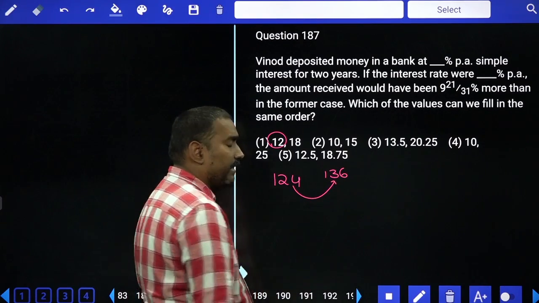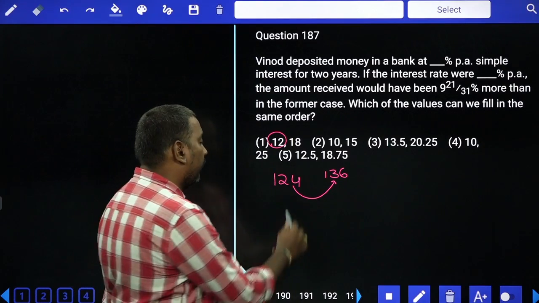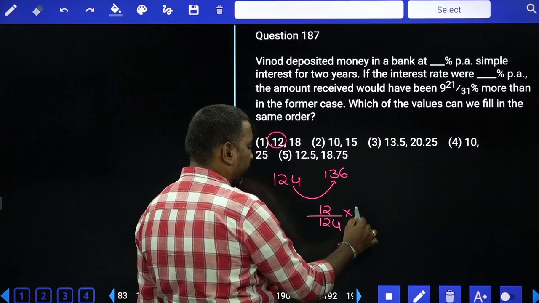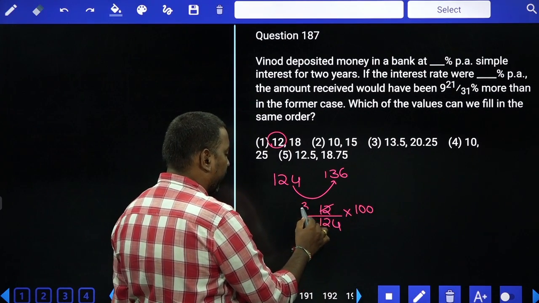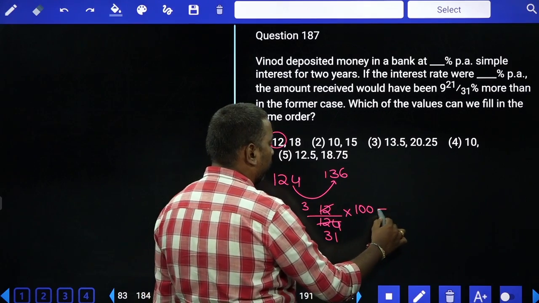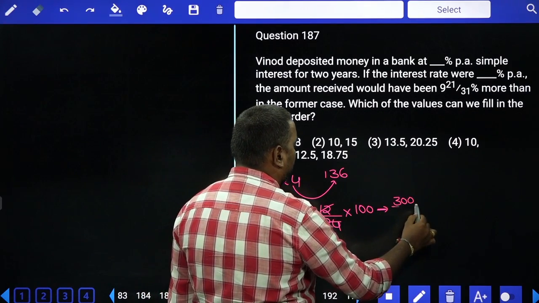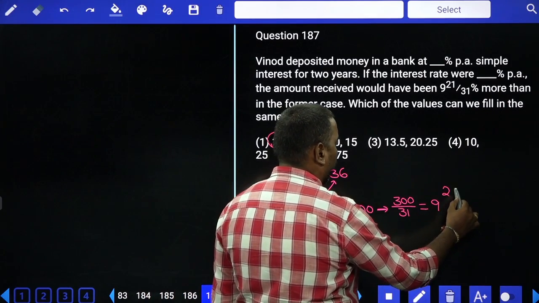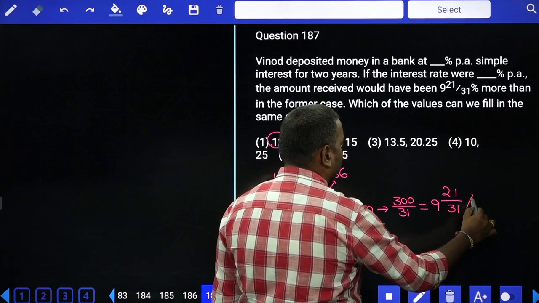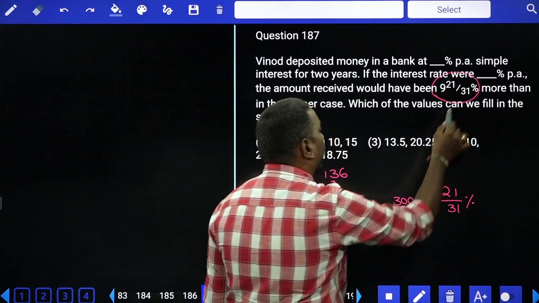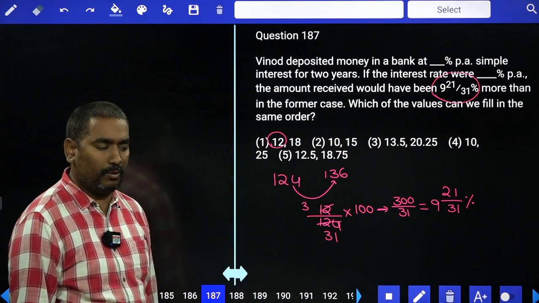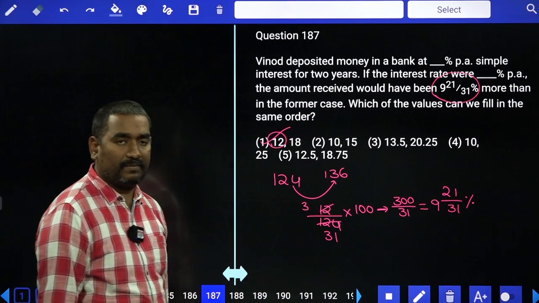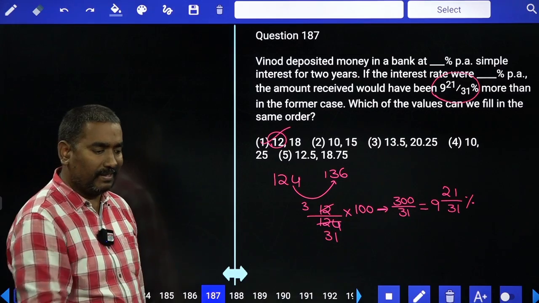Percentage more, how to calculate? Difference by the lesser value. Difference is 12 by the lesser value 124 into 100. 300 by 31. 31 nines are 279, remaining 21 by 31%. In the question also they said the same, 9 21 by 31% more. Successfully the first option only satisfies the condition. So the answer is the first option only. You need not verify the remaining options.